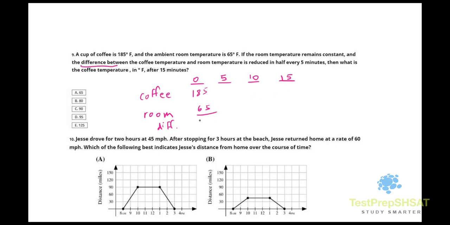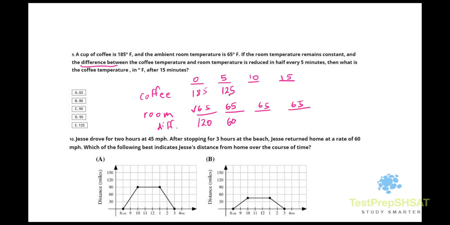My difference at first is 120 degrees Fahrenheit. If that's halved, that becomes 60 degrees Fahrenheit. So 65, my initial room temperature, plus 60 is 125 degrees Fahrenheit. Or I could say it reduced from 185 to 125, 60 less. And we know our room temperature remains the same. In fact, it remains the same over the entire time. So I'm just going to complete 65 for that entire row.